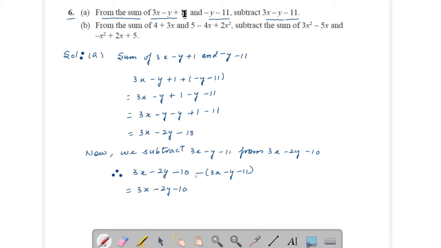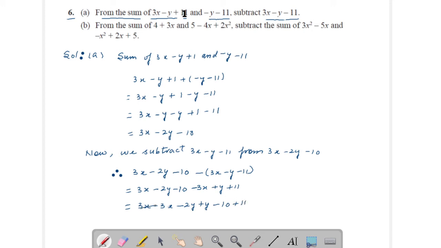Here before bracket there is minus sign. The sign will be changed. If you open the bracket, it will be minus 3x plus y plus 11. Here collect the like terms. It is 3x minus 3x minus 2y plus y minus 10 plus 11.